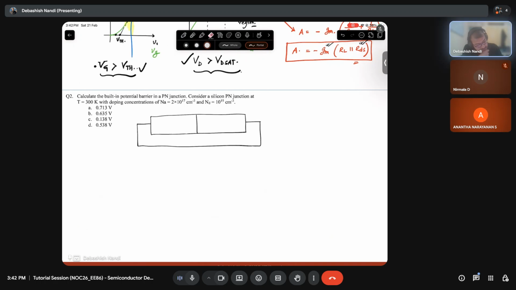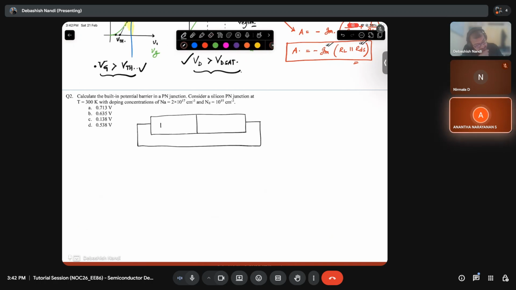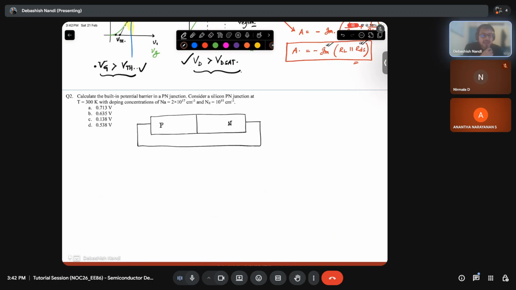The amount of voltage which we need to apply in order to overcome this electric field, that's the built-in potential? No, no, that is not. I have not applied any voltage. I am in thermal equilibrium. So this is my PN junction.